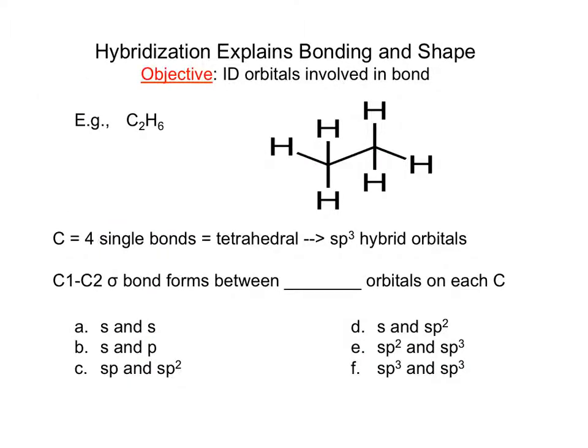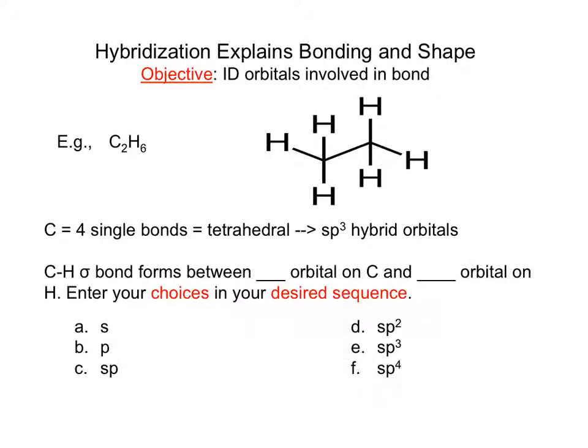So let's use valence bond theory to explain bonding and shape. In ethane, C2H6, there's four single bonds to each carbon. From VSEPR theory, that means the shape at each carbon is tetrahedral. The tetrahedral shape tells us there's sp3 hybrid orbitals on each carbon. So stop the video and answer this question. The C1-C2 sigma bond forms between which orbitals in each carbon? And the answer is F.